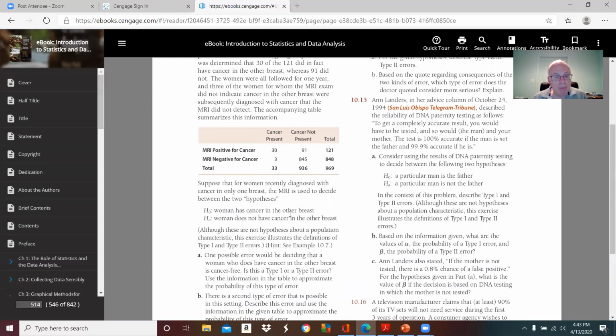Well, which one is that? That's H naught. So we're saying H naught is really true, but the MRI is saying that the person's cancer-free. Which means this is true. So the diagnostic test is saying reject the null and say the person doesn't have cancer.